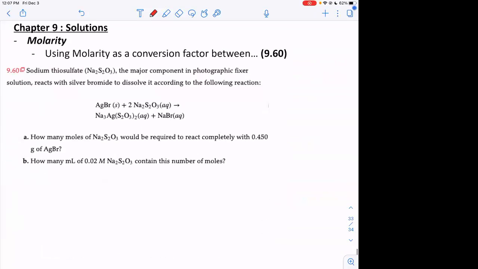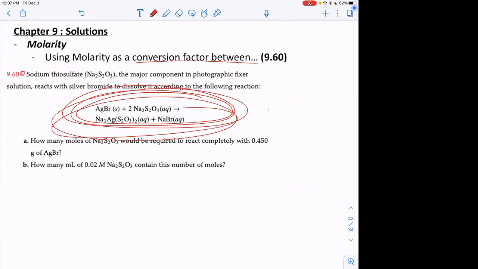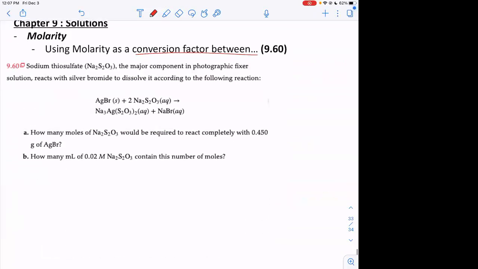All right. And then the last thing we did with molarity is we use it as a conversion factor. This is if you're given a chemical reaction, reactants and products. Otherwise, well, there are other problems too, but mainly think on the final, you'll use this as a conversion factor with a chemical reaction. So 9.6 is a great problem from the textbook.